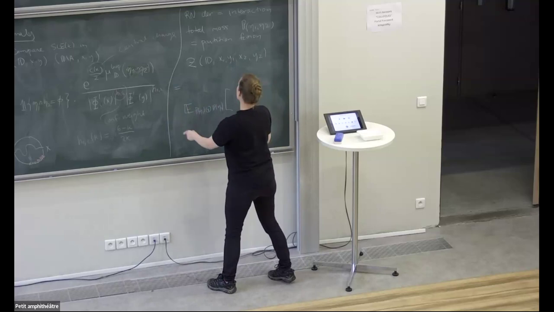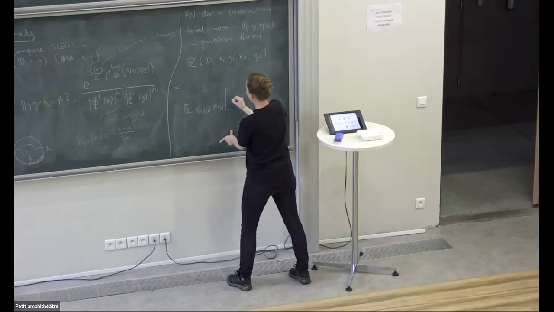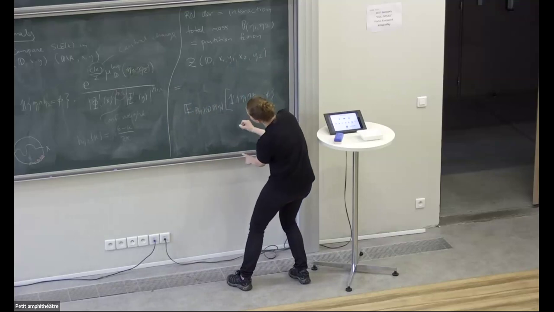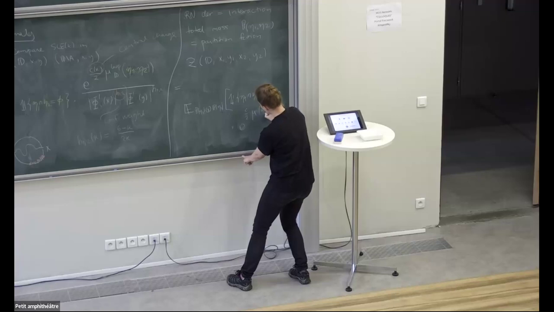Expected value of all this Radon-Nikodym derivative, which has the indicator that they don't touch. I can fit it. Because otherwise it doesn't make sense, and times the exponential c/2 of this. No?